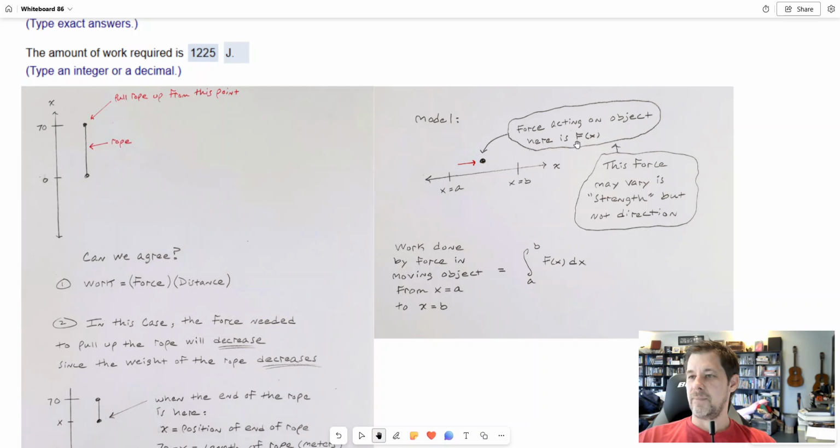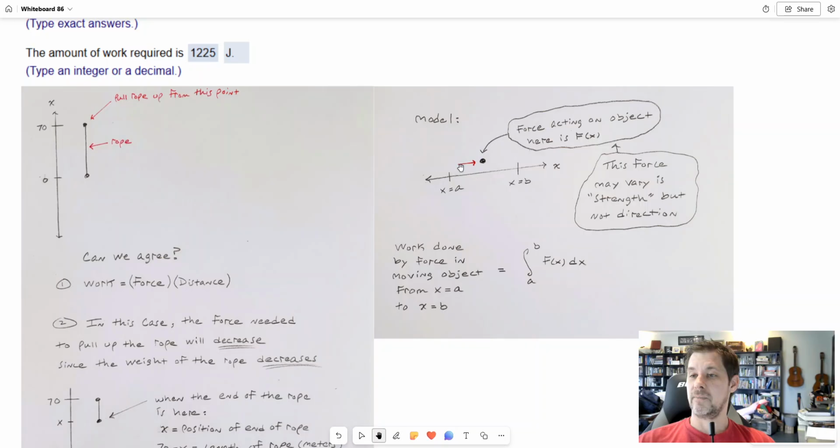So this function, capital F of x, is the magnitude of the force acting on this object as the object is moved at point x, somewhere along that axis. Now, what makes this a calculus problem is that the force may vary in its strength as it moves this object. It may start off strong and get weaker. If the force had a constant magnitude, we would just multiply force times distance, and that would be the work. But because the force may vary in its magnitude, we have a calculus problem.